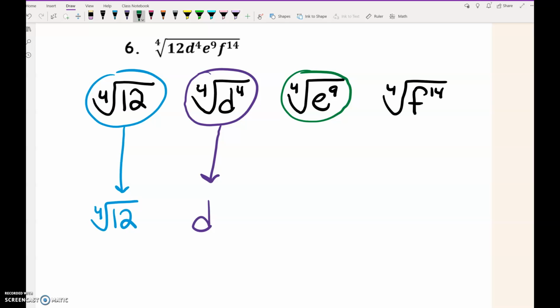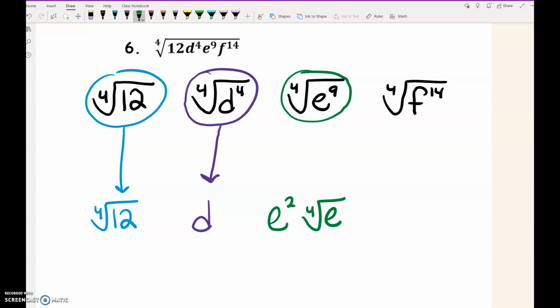Okay, the 4th root of 12, if you look in the fourths column, there aren't any numbers besides 1 that are smaller than 12. That means we can't simplify that radical any more than it already is. 4th root of d to the 4th. The 4th root and the exponent of 4 will cancel each other out, so that's just one plain d. For the 4th root of e to the 9th, how many times does 4 go into 9? Twice, that'd be 8, and there'd be 1 left over. So it would be e squared 4th root of e.